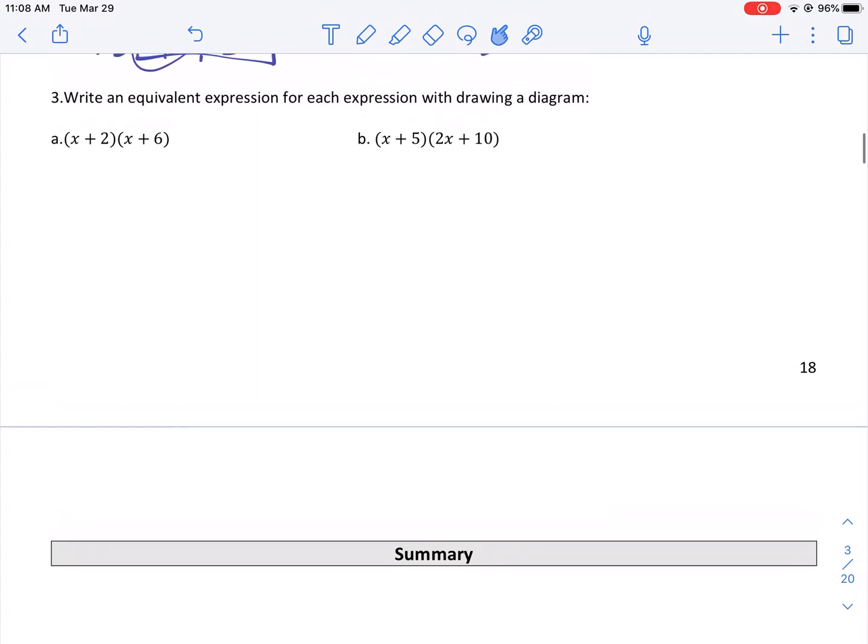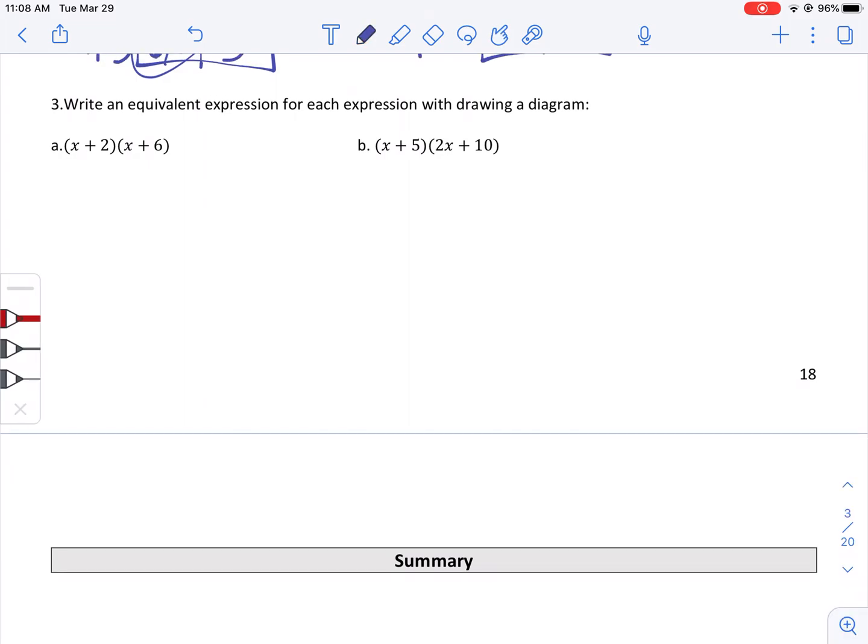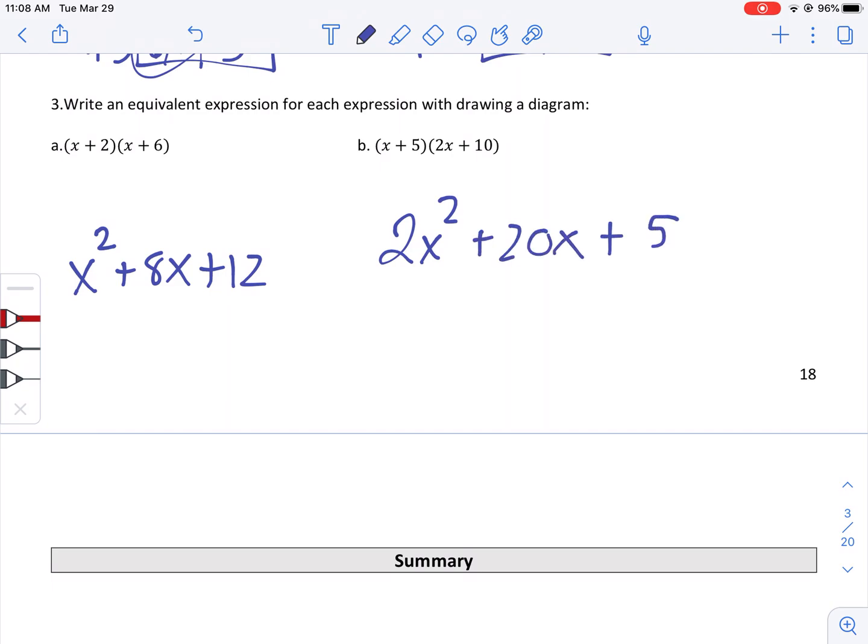So let's see if you can do these last couple here. So when you multiply this one out, your final answer should be x squared plus 8x plus 12, and this one should be 2x squared plus 20x plus 50. So if you didn't get those, double check your boxes. And again, I did it without because I've been doing this quite a few times. But again, write those out and double check.